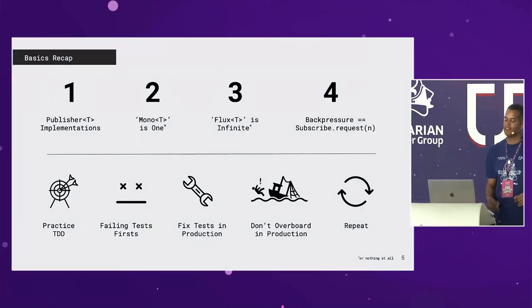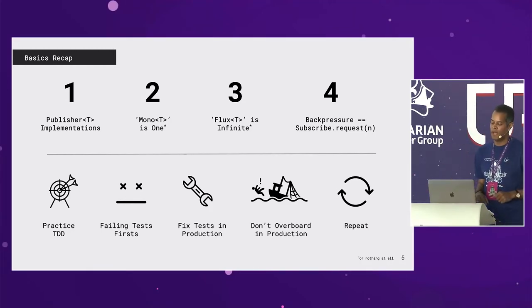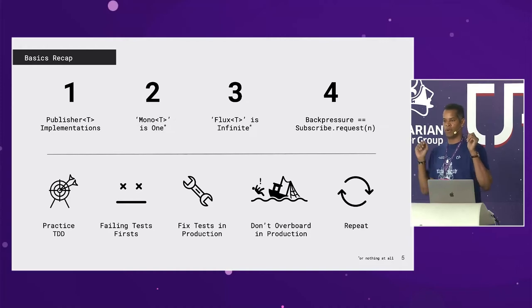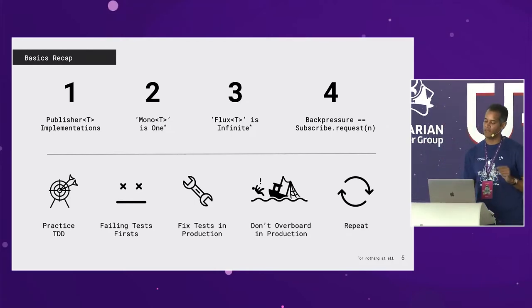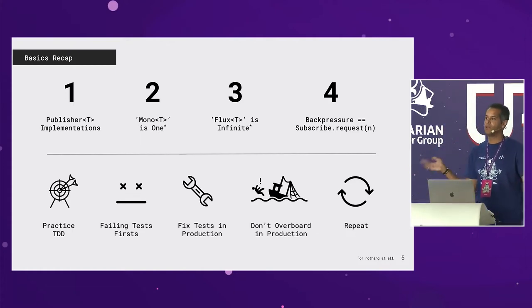So basically, reactive is a publisher. And a publisher can emit zero to many, or zero or one. A Mono is just a publisher that emits one. A Flux is a publisher that can emit zero or an infinite amount of objects, or characters, or whatever you're transmitting over the wire.